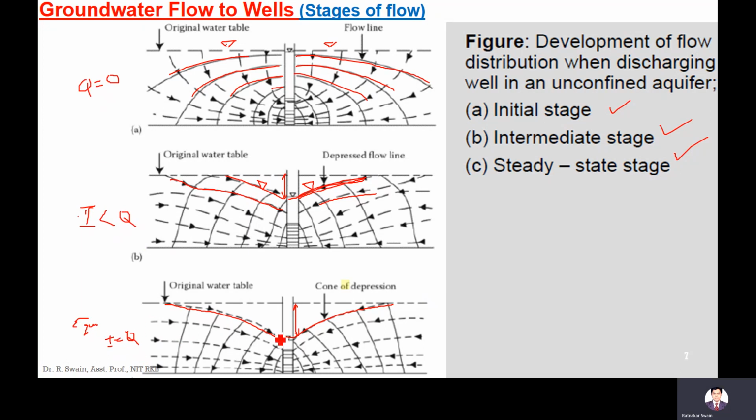Initially there will be unsteady flow. Here there will be steady flow. That's called the steady state condition.